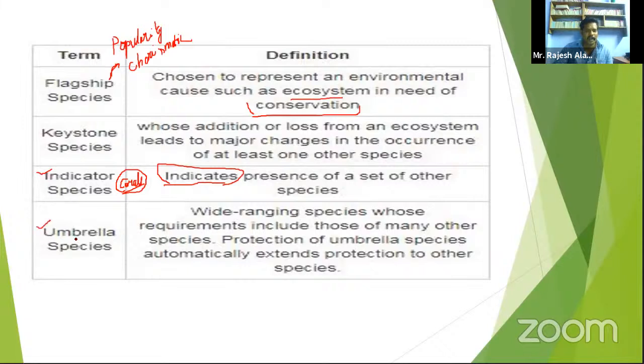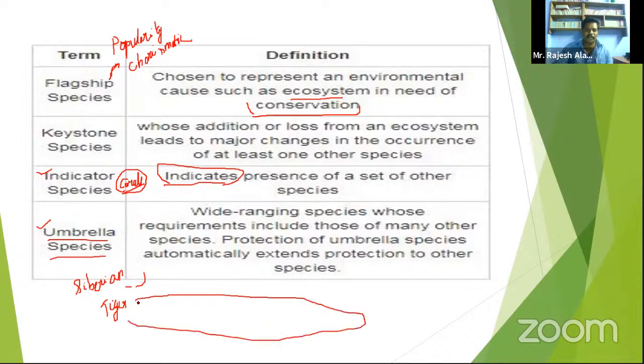Umbrella species: a wider area is needed for conserving this particular species. So say, for example, the Siberian tiger. They are present in Russia. From there, they will go to various countries. They will move to China. They will move to Ukraine. Right, sir? So if I am conserving the Siberian tiger, obviously I have to look into the areas wherever it is roaming. So umbrella species means it covers a larger area wherever it is going.